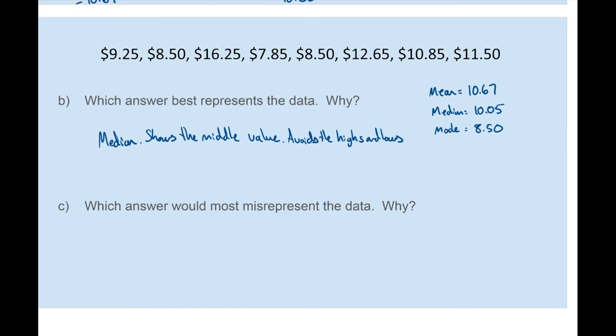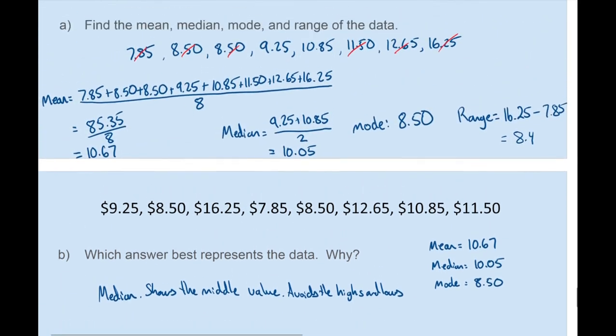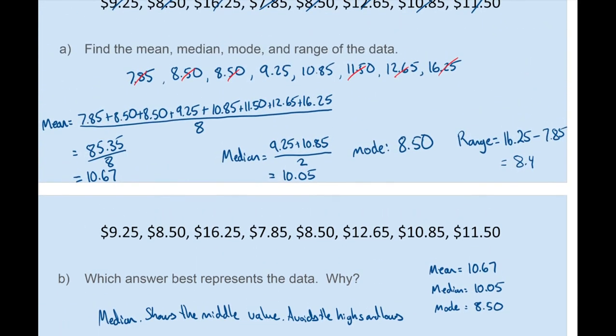So if we look at our numbers, we have some high values of 16.25, and we have some low values of 7.85. The median avoids those. It's not really influenced by them, because every number is its own position. It doesn't matter how high the number is, it still has a position that's one above or one below. So when we order it, the fact that it was 16.25 didn't really influence it other than it was the highest value.